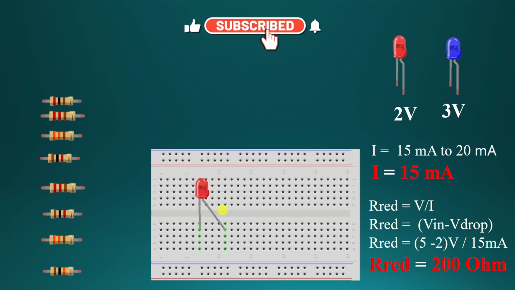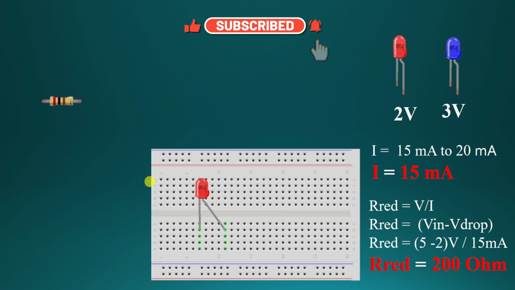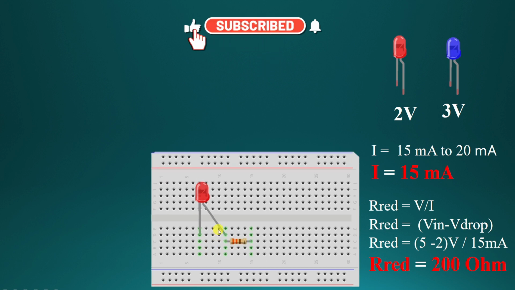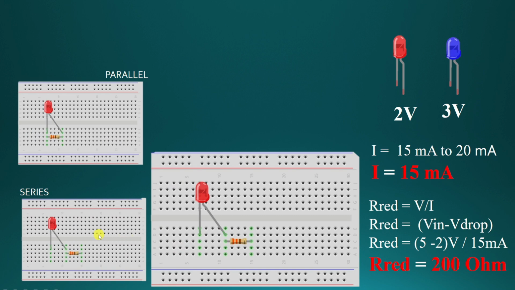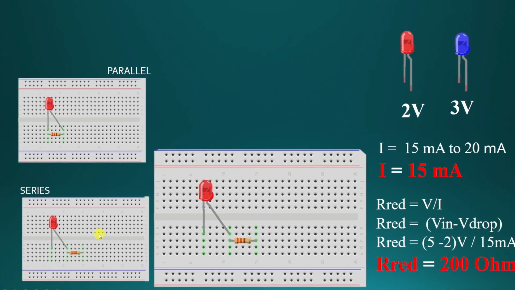When we are making the connections of the LED to an Arduino Uno pin, the resistor is always connected in series as it works as a current limiting resistor, so it should not be connected across the LED. So rather than parallel connections, we will always prefer series connections.